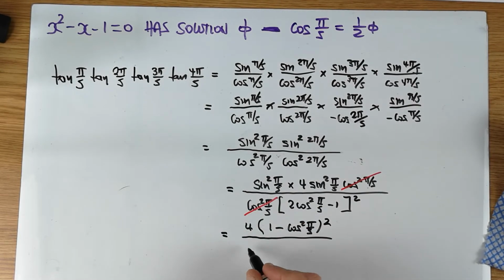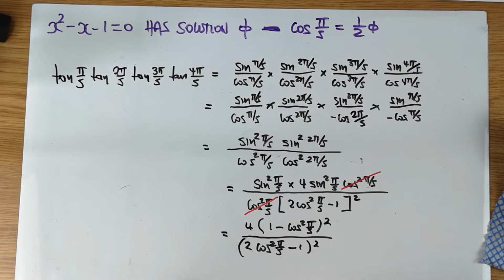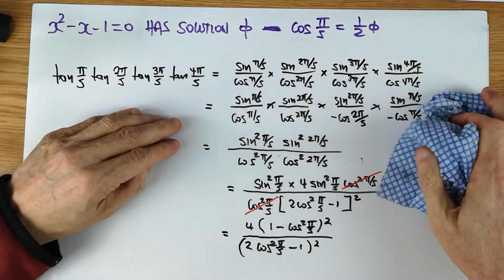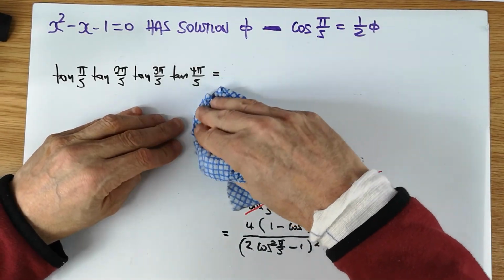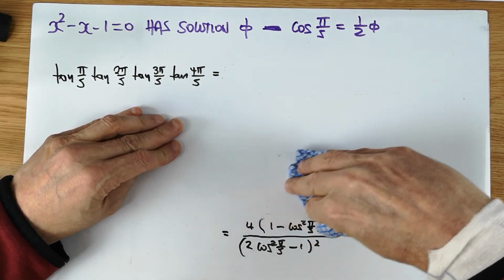And this quantity here, let's, for the time being, leave it as it is before I do any more tidy ups. Because you should be able to see now, in here, I've got cos squared pi over 5 and cos squared of pi over 5, which can be replaced by half phi. So, time to clear the board, go right to the top, lose all this kind of stuff, and let's see what happens.